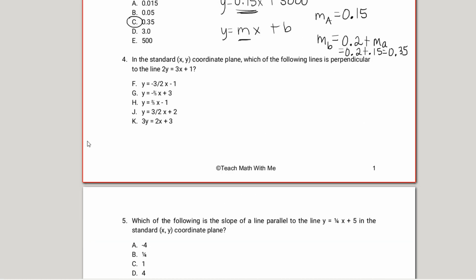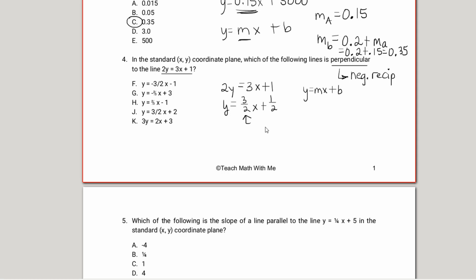Question 4, in the standard XY coordinate plane, which of the following lines is perpendicular to line 2y equals 3x plus 1? We know that the relationship between slopes of perpendicular lines is that they are negative reciprocals of one another. So if I can figure out the slope of this line, 2y equals 3x plus 1, and find the negative reciprocal of that slope, I will have the slope of that line. So I need to get this into the y equals mx plus b form. To do this, I need to divide through by 2, and we get 3/2 x plus 1/2.